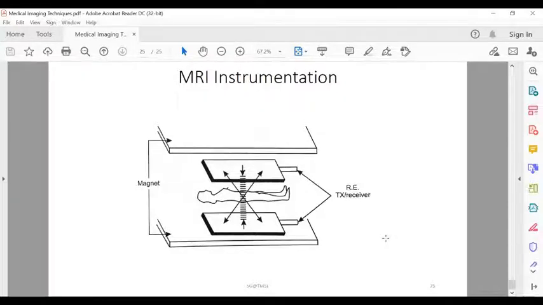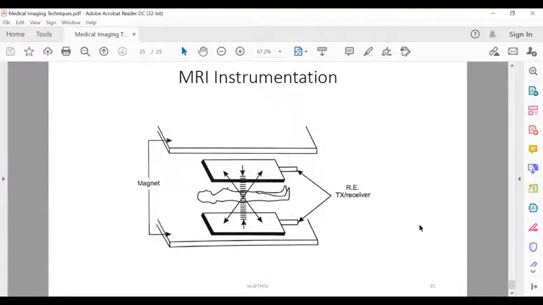A schematic diagram of the MRI scan is given here. The patient is in a magnetic field created by a magnet, and there is an RF transmitter and receiver. The transmitter sends the waves to the patient, and the RF receiver detects the signal. The intensity of these signals is converted into an image.